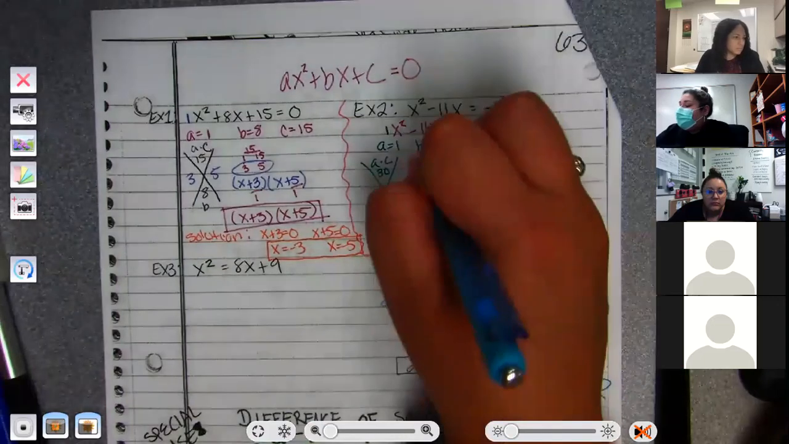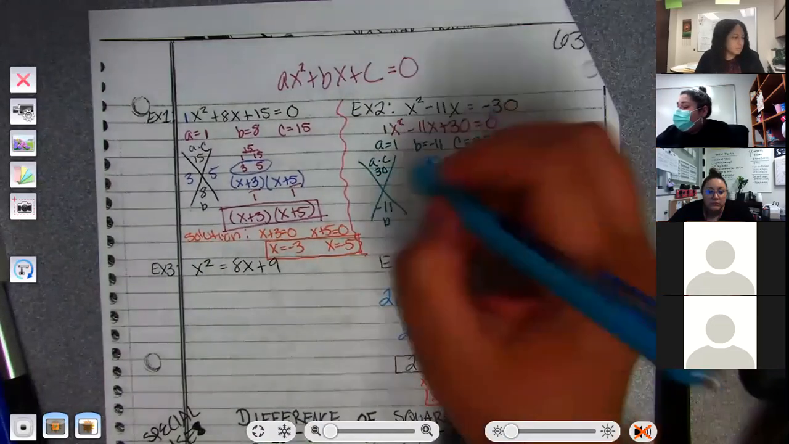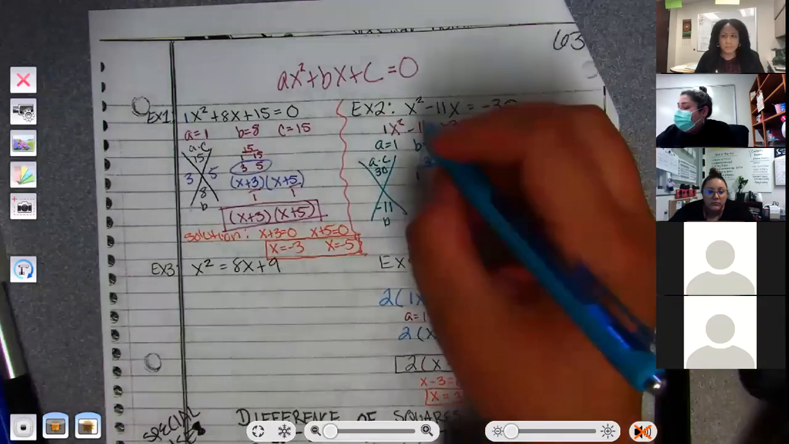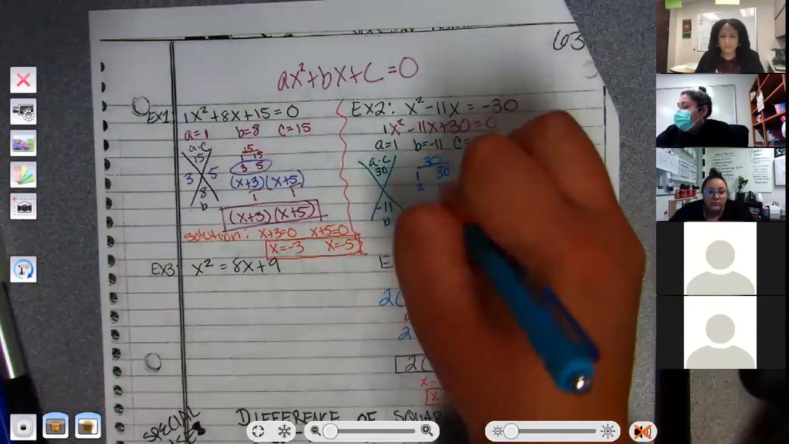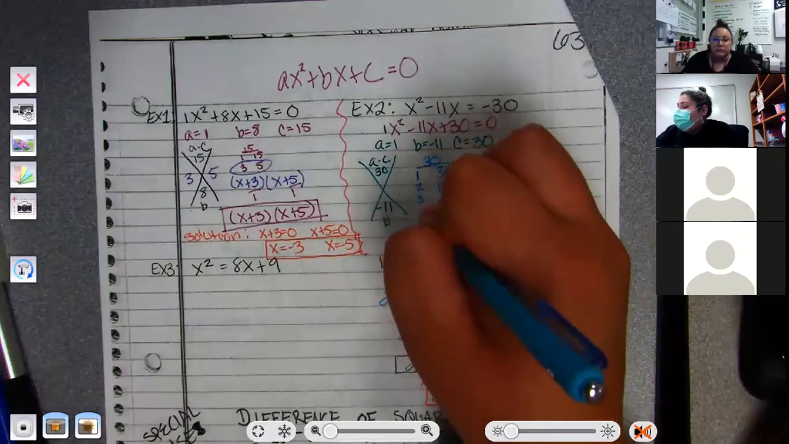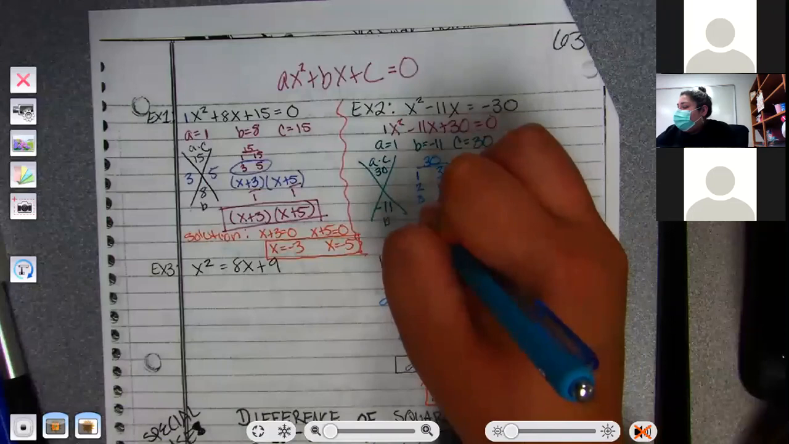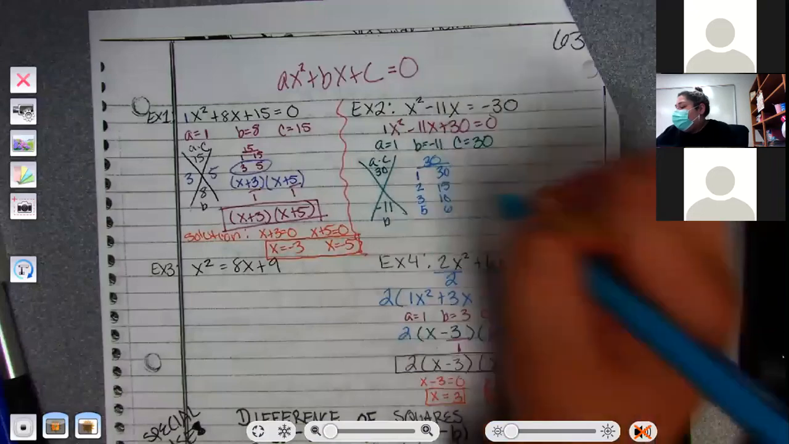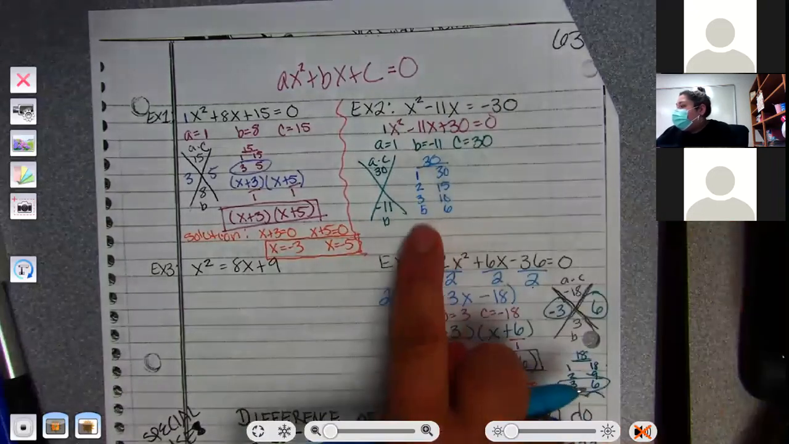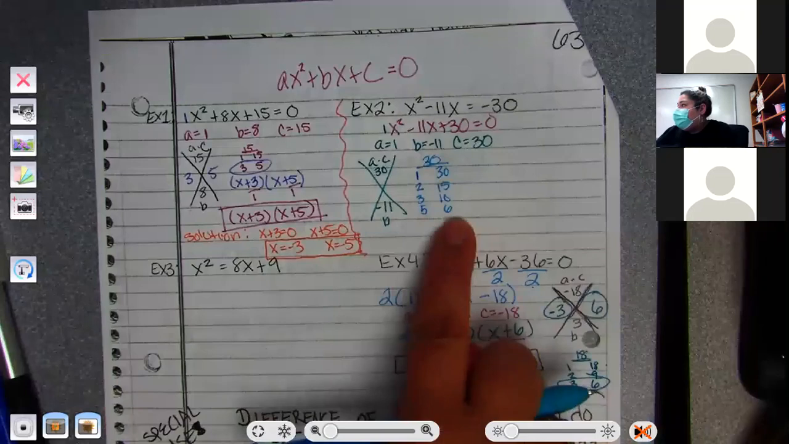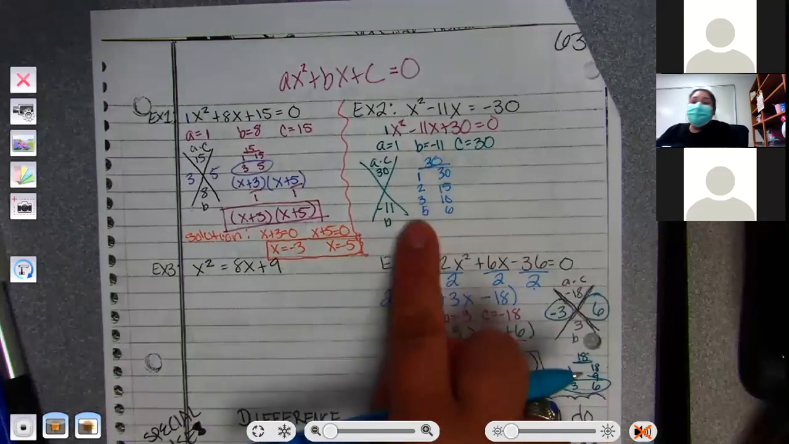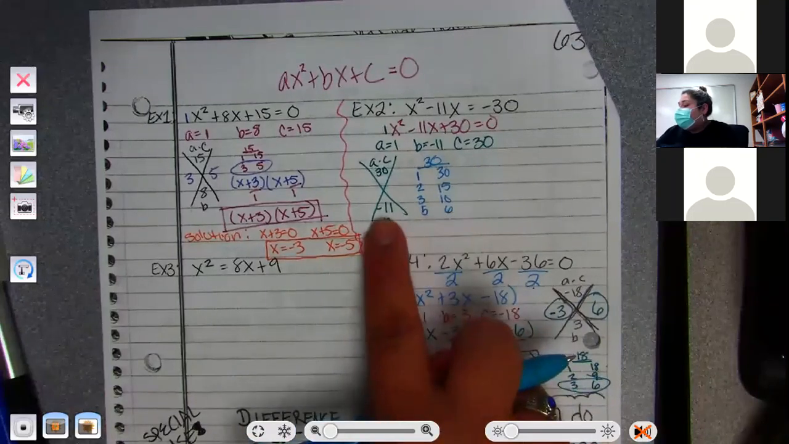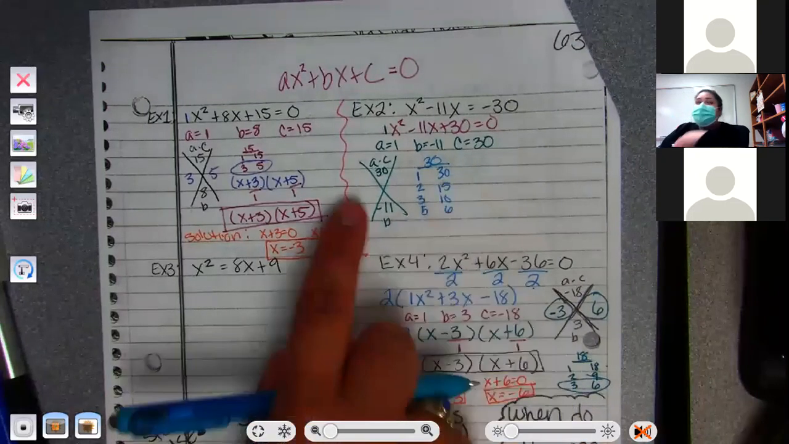Okay, so let's do it together. If we have 30, can you tell me the factors of 30? Let's start off with 1. 1 and what? What about 2? 3? 4? 5? 6. And next would be 6, right? Which it already repeats, so we can stop. So looking at these, which one of these, when I add them together, is going to give me negative 11? And what do their signs have to be in order to be a positive 30?